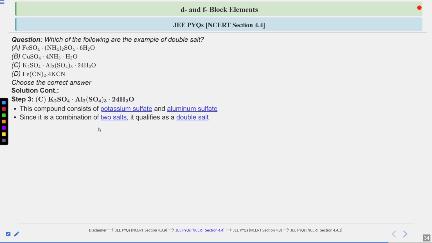So because it has two salts, it is going to act as a double salt. The conclusion: C salt is a double salt.